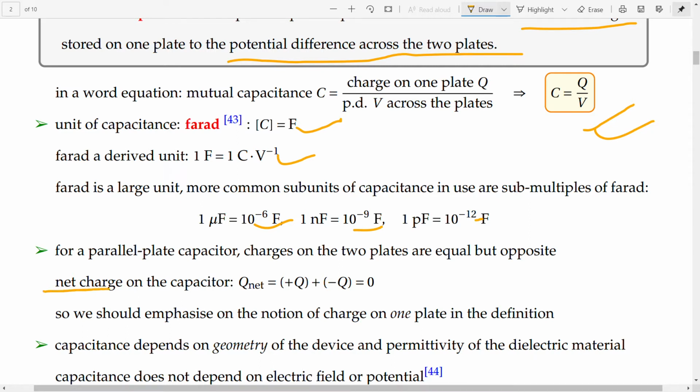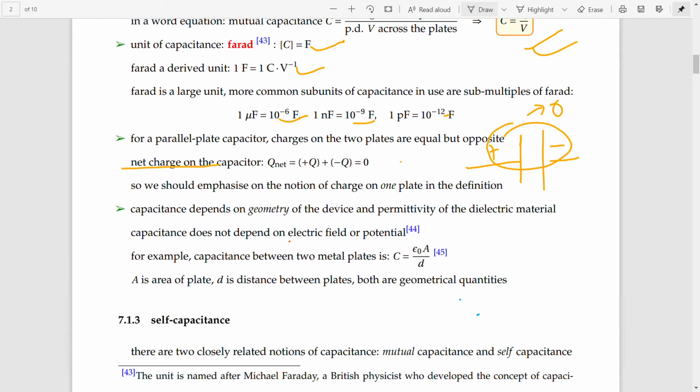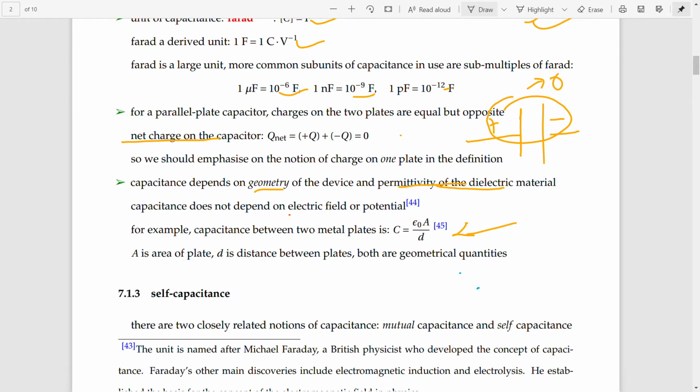The net charge of a capacitor is 0. Why is it 0? Because one plate is positive and the other is negative, so when they are added, you get 0. So a capacitor does not store charge, it stores energy. Capacitance depends on the geometry of the device and the permittivity of the dielectric. Here is the formula: epsilon naught A over D, where A is the area and D is the distance between the plates. These are geometric quantities.